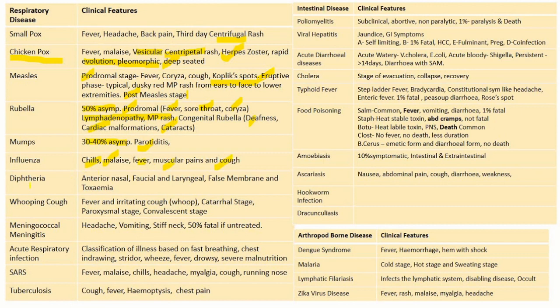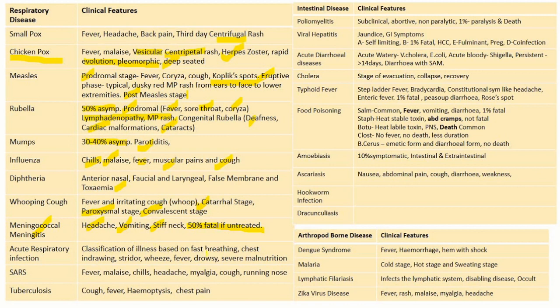Diphtheria presents as anterior nasal, faucial, and laryngeal, with a false membrane present around the throat, especially around the tonsil, which will create a toxin and cause toxemia. Whooping cough: fever and an irritating cough will be present, followed by a catarrhal stage, a paroxysmal stage, and a convulsion stage. In meningococcal meningitis, there will be headache, vomiting, and stiff neck, and it is 50% fatal if untreated. The incubation period is also short, so sudden death can be caused in meningococcal meningitis.